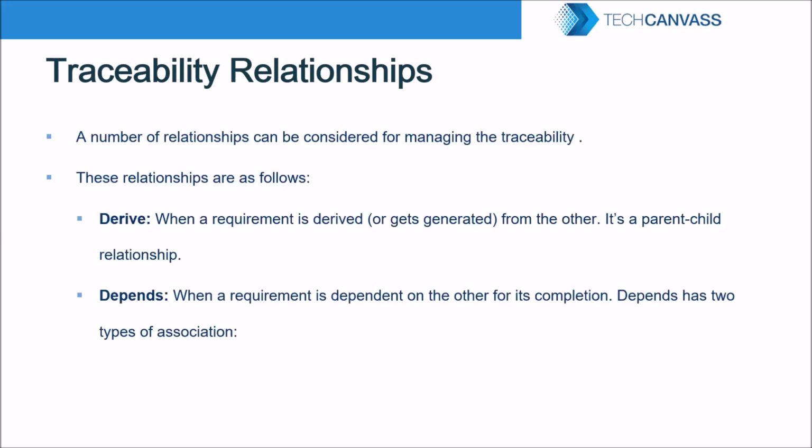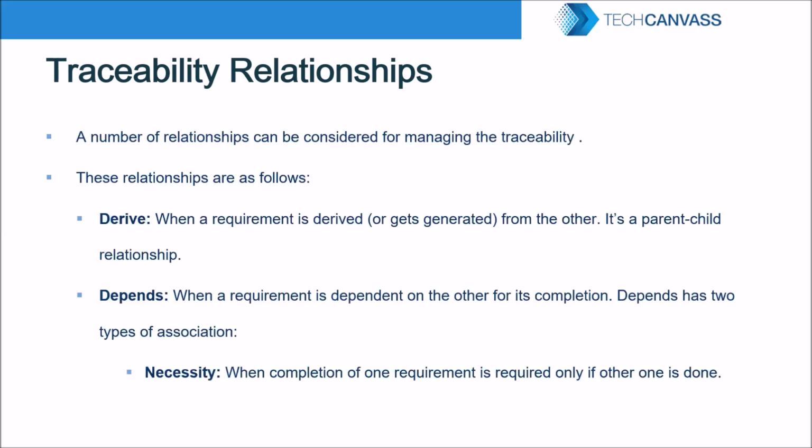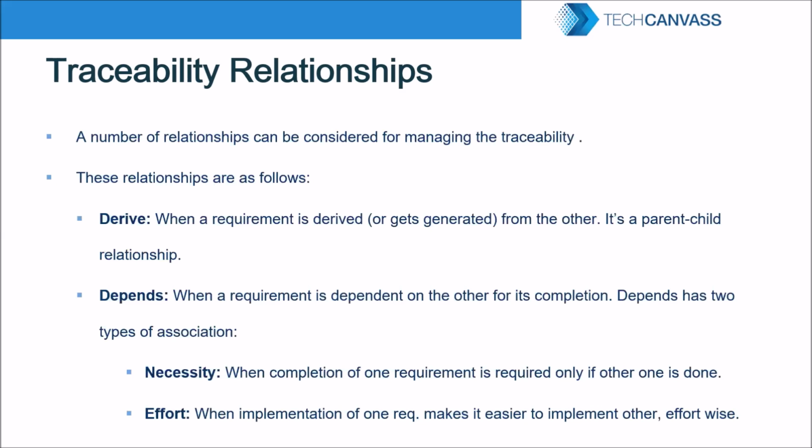Depends. That is, if one requirement is dependent on the other. So, in any kind of situation, there could be hundreds of dependent requirements. But then, even that can be categorized in two things. One is called necessity, the other one is called effort. These are all straightforward ones. Necessity is when the dependency is of necessity. So one cannot be done without the other.